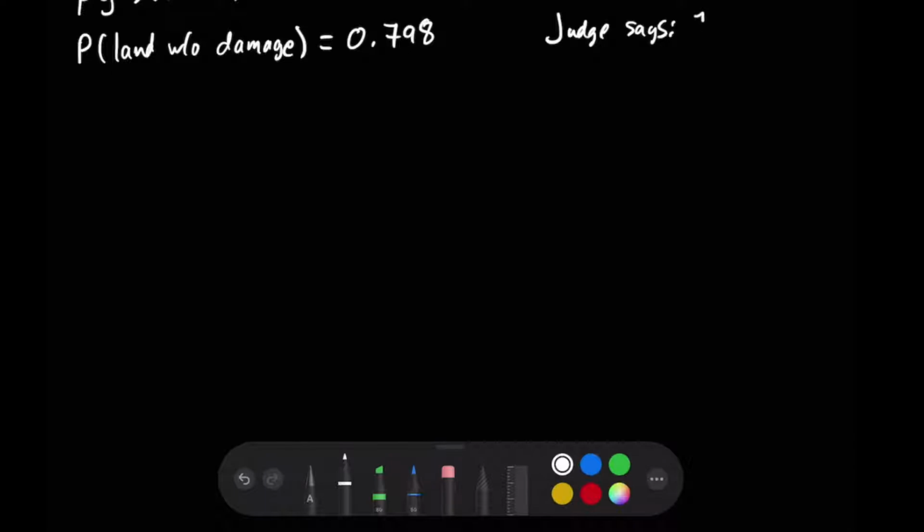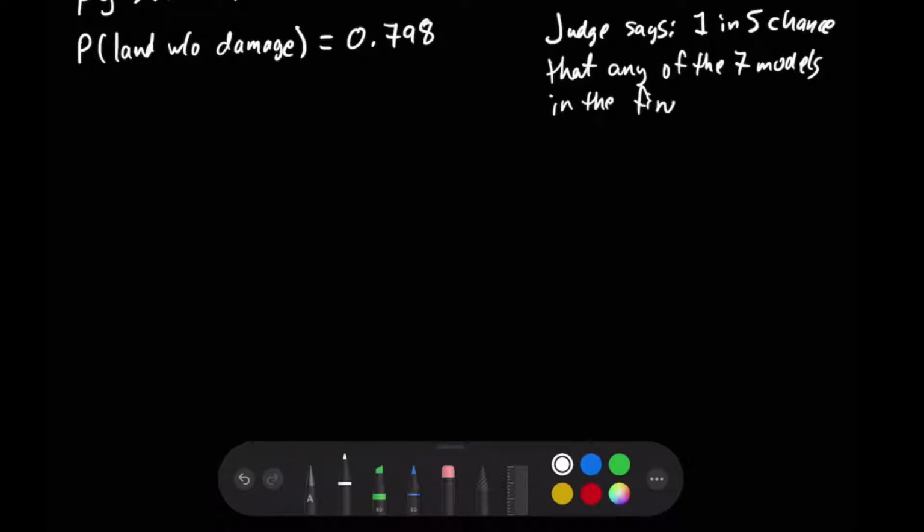there is a 1 in 5 chance that any of the 7 models in the final will be damaged. And so that also tells us, so we have a probability here, 1 in 5, and we also have the number of models that are being considered, which is 7.